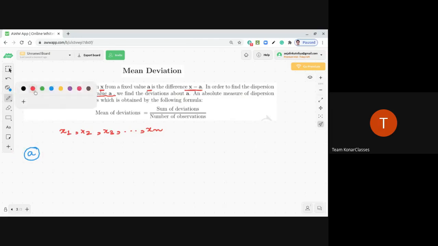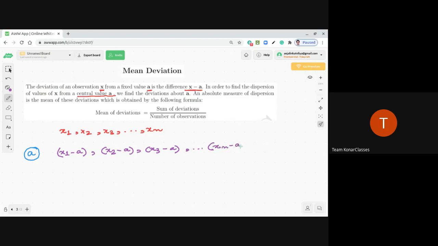Then what are we going to calculate, dear students? We are going to calculate x1 minus A, then x2 minus A, then x3 minus A. These differences are known as the deviations of all these values x1, x2, x3, up to xn from the fixed value A. So x1 minus A is the deviation of x1 from the fixed value A, x2 minus A is the deviation of x2, and x3 minus A is the deviation of x3. That is the way we calculate.